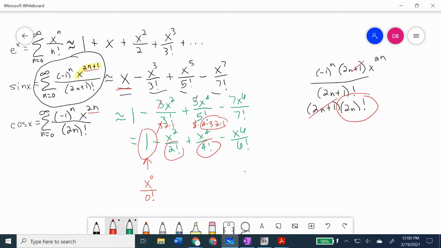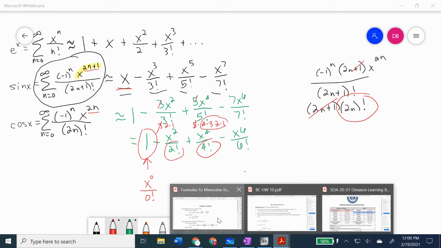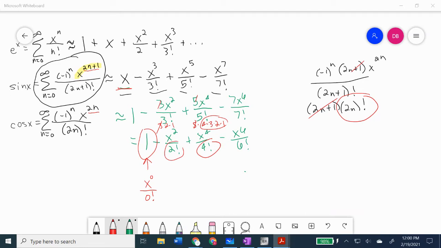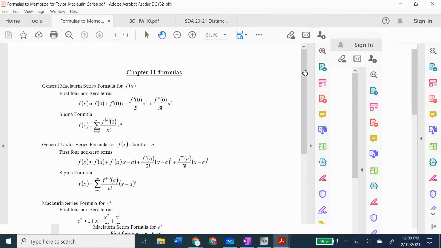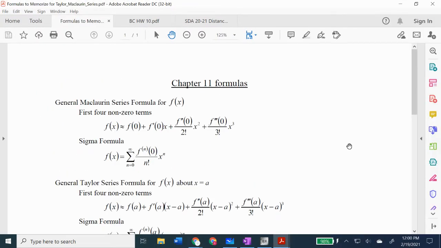I am going to be posting onto Google Classroom a formula sheet. And let me point out to you what that formula sheet has on it and how important these formulas are. This is looking at first the Maclaurin series where we're centered at 0. First few terms, be familiar with it. Sigma formula, know it.